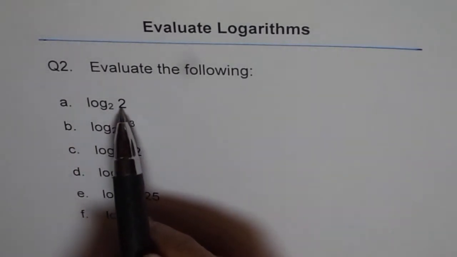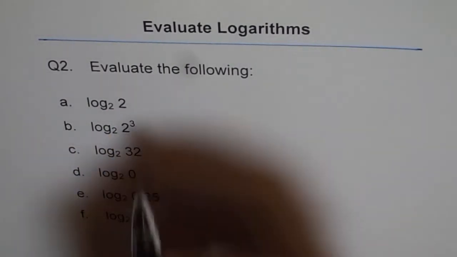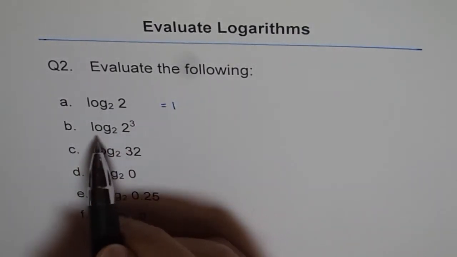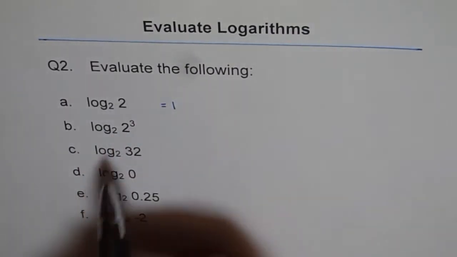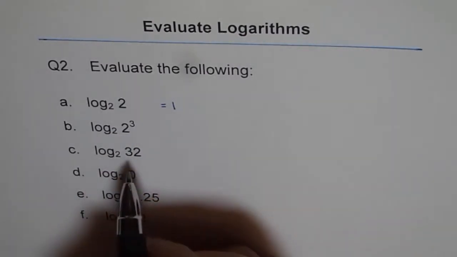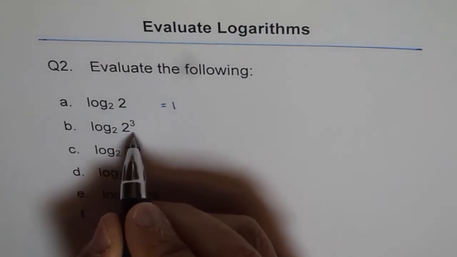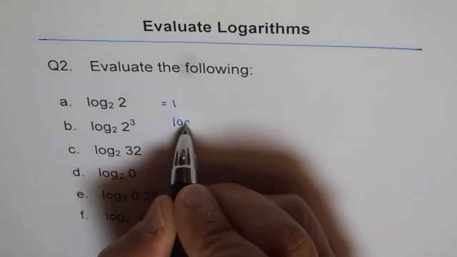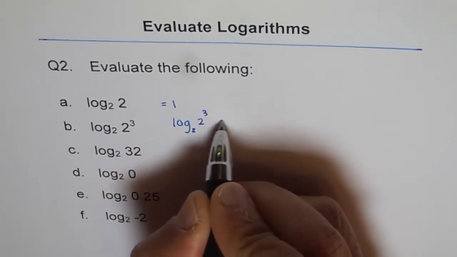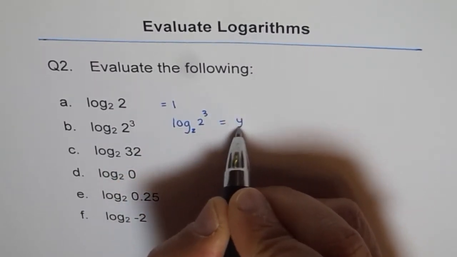Log to the base 2 of 2 is always 1. So we know this is 1, right? And how about this? Log to the base 2 of 2 cube is what? Now there are a couple of ways to solve such equations, right? One of the ways, if we don't know what this is, we can always write this as log to the base 2 of 2 cube. Let us say that this is equal to y, right?